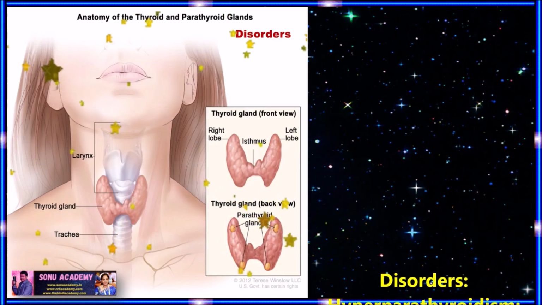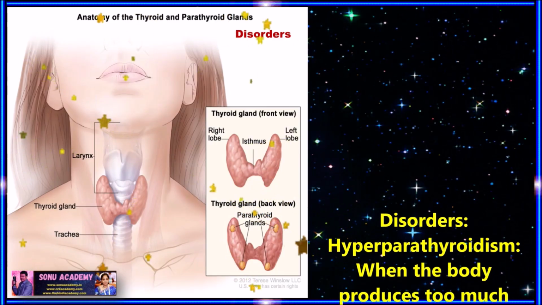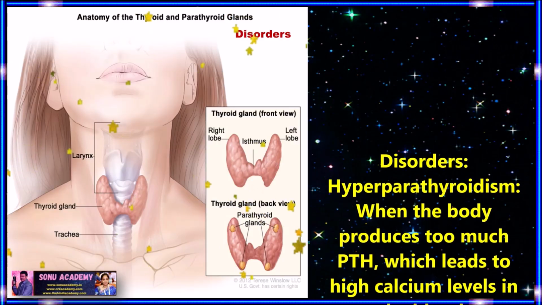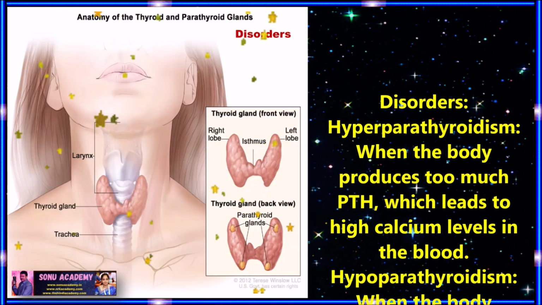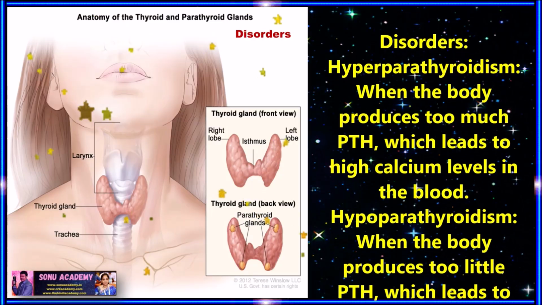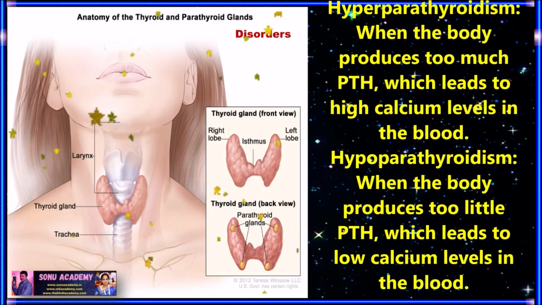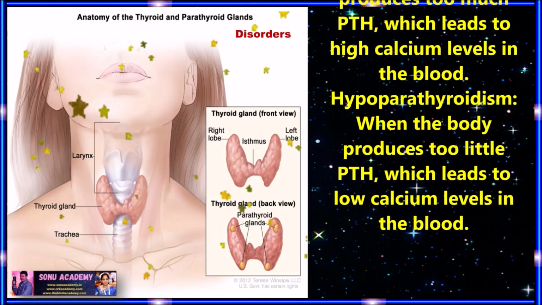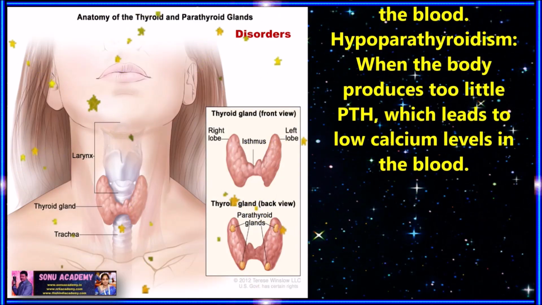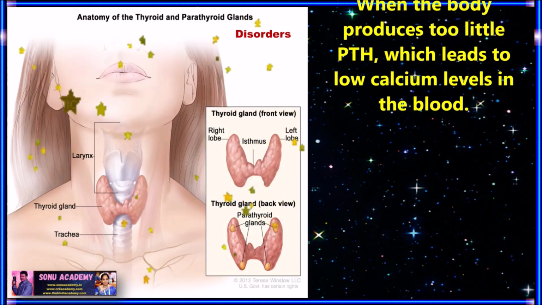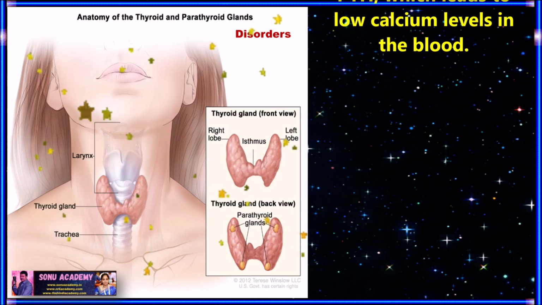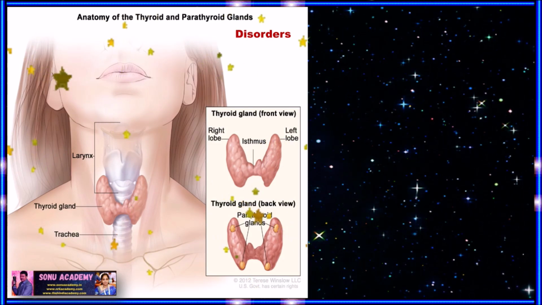Children, let us discuss the disorders of the parathyroid. The first one is hyperparathyroidism. When the body produces too much PTH, which leads to high calcium levels in the blood, it is called hyperparathyroidism. The second one is hypoparathyroidism. When the body produces too little PTH, which leads to low calcium levels in the blood.